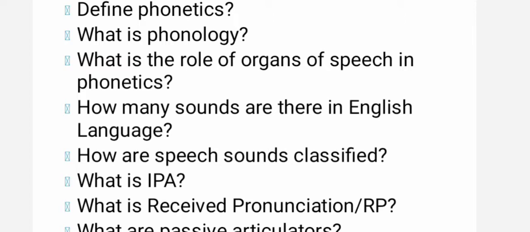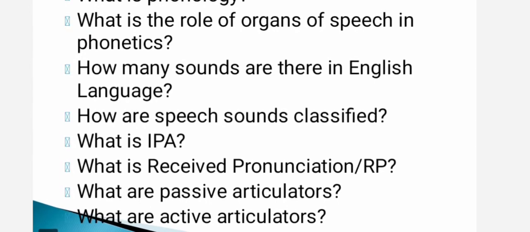Next, what is received pronunciation, or RP? Simply, it may be said as RP. RP is the standard form of British English pronunciation. We Indians follow the British accent, British pronunciation, or British English. It is based on educated speech. Received pronunciation is the accent that Britishers follow, and we also follow the same.